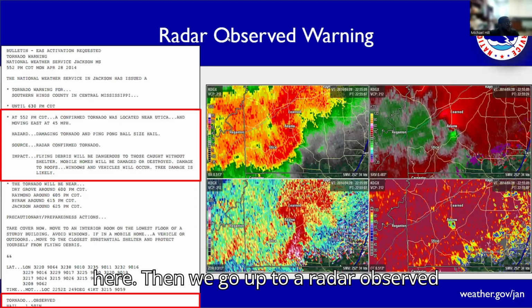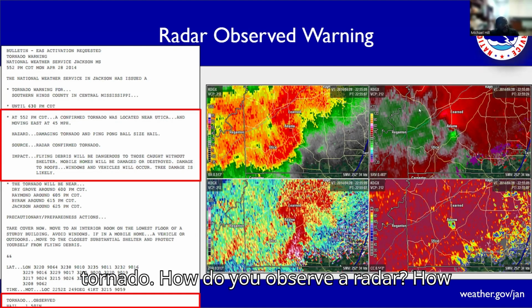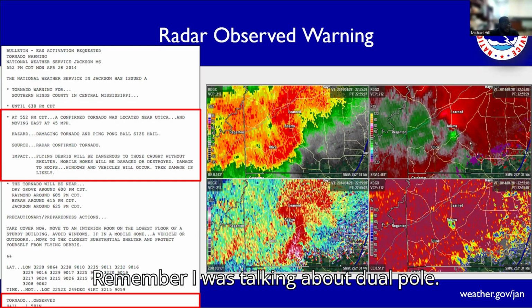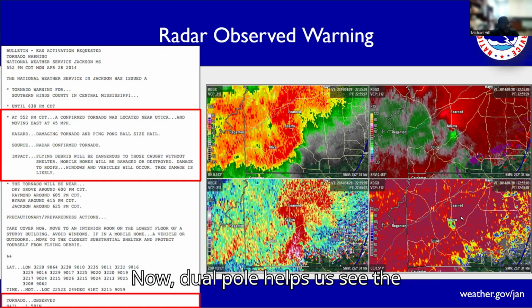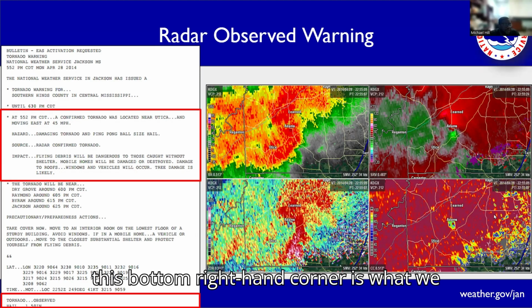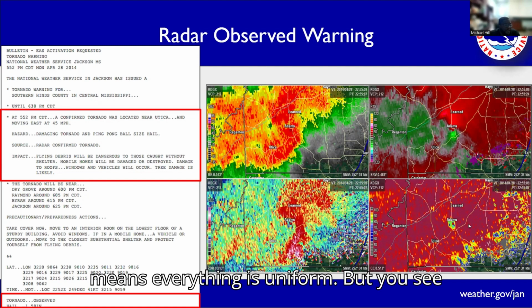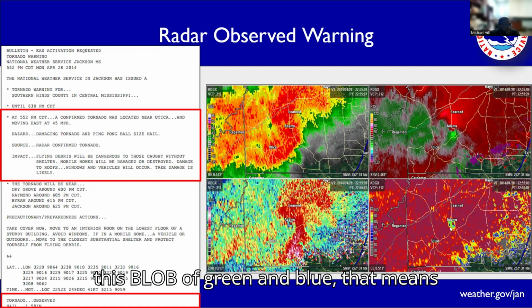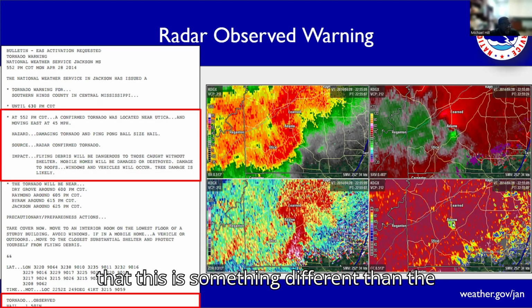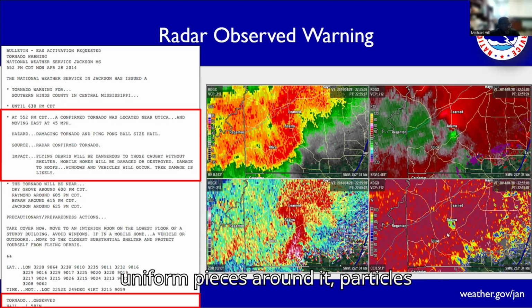Then we go up to a radar observed tornado. How do you observe a tornado on radar? Remember, I was talking about dual pole. Now, dual pole helps us see the particles in the atmosphere and what sizes there are. So this bottom right-hand corner is what we call correlation coefficient. You notice that everything around here is red. That means everything is uniform. But you see this blob of green and blue. That means that this is something different than the uniform particles around it. And so it coincides with a rotation and a hook echo.